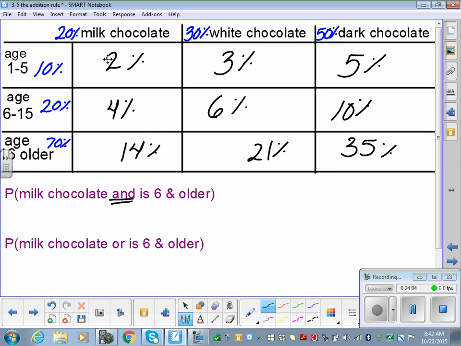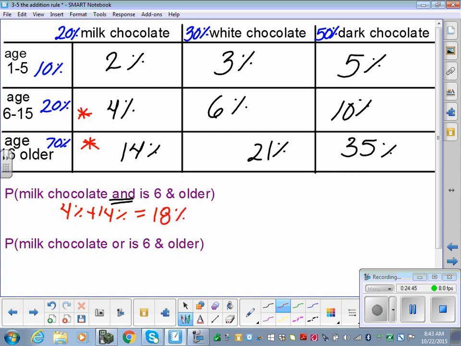Okay. So it says, what's the probability that somebody was a milk chocolate lover and is 6 and older? This is where it's an intersection. It's picky. Since this is and, you have to be a milk chocolate lover and you also have to be 6 and older. So if I look at my chart, I find the milk chocolate lovers. This is the row, but you can only come if you're also 6 and older. Okay, you've got to read it carefully. So wouldn't that qualify from here and here? Yep, so it would be 4% plus 14%, which is 18%. Do you see how I did that?